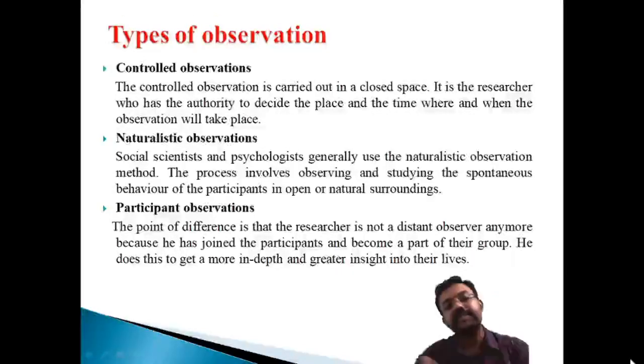So that is an example regarding naturalistic observation. The first one is controlled observation, and the second one is naturalistic observation. And the third one is participant observation. That means the researchers themselves are including the participation method, themselves joining the observation. So the term is known as participant observation. The point of difference is that the researcher is no longer a distant observer, because he has joined the participants and become part of the group, and he does this to get a more in-depth and greater insight into the lives of others.